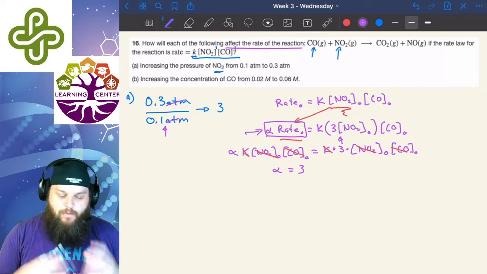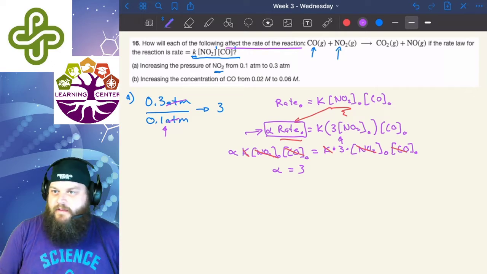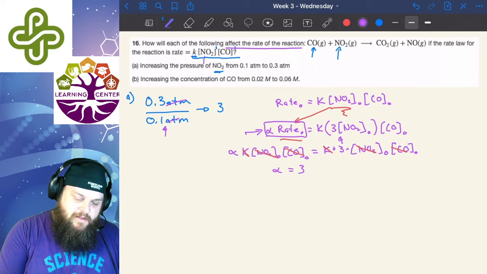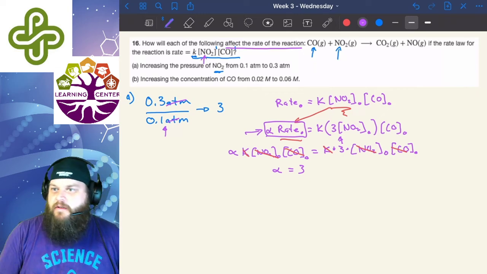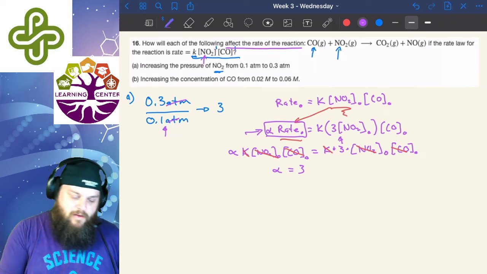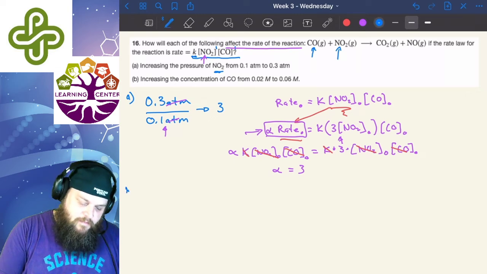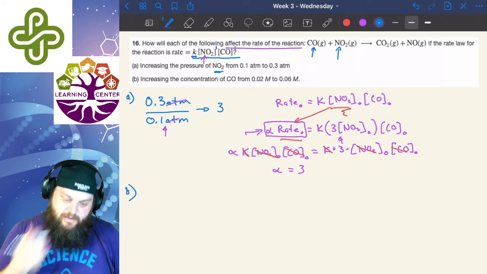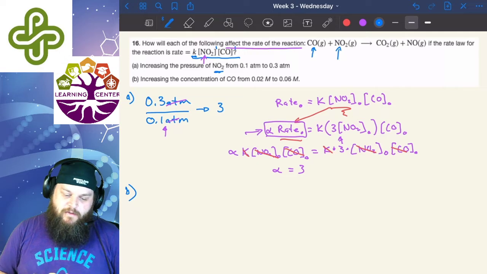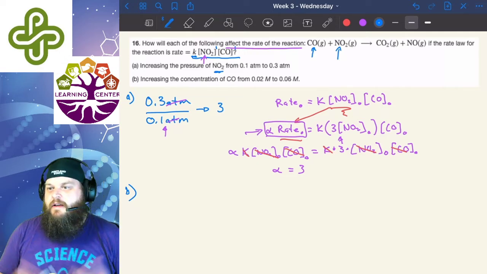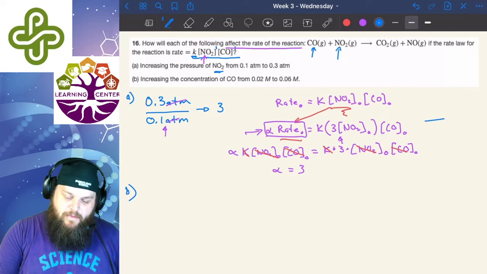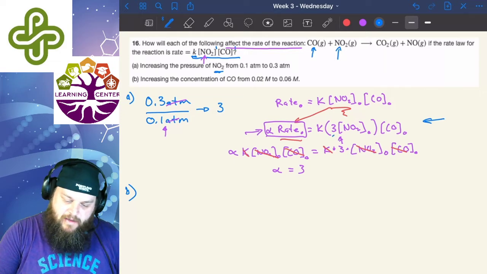So at that new pressure, it's going to be 3 times the rate, essentially. So by increasing this, we can say it's going to increase proportionally because that's going to the first power. Looking at part B, increasing the concentration of CO from 0.02 to 0.06. Really, that's going to be the exact same thing as what we did up here. It's just now, instead of the 3 being here, it's going to be over there.